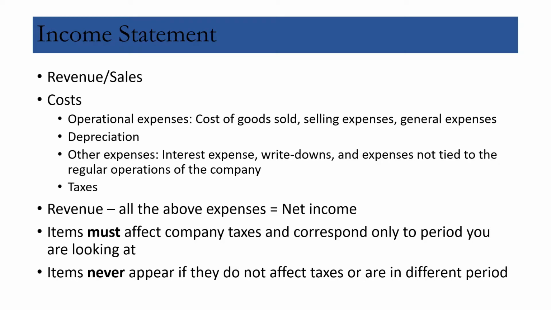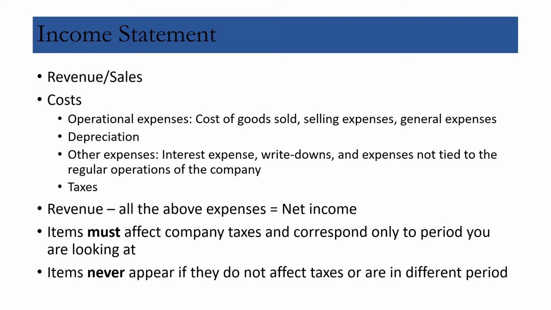So some of the costs that it's going to include are going to be things such as cost of goods sold, which is what it takes to make the product or service that you're outputting, operational expenses, which are things such as selling expenses, general and administration, depreciation and amortization. Depreciation and amortization, by the way, is a fairly complicated concept, but in total, it's just the loss in value over time of a certain entity, usually equipment, buildings, etc. There are also other expenses, such as interest expenses, different write-downs, things that are not directly tied to the regular operations of the company, and then there's taxes.